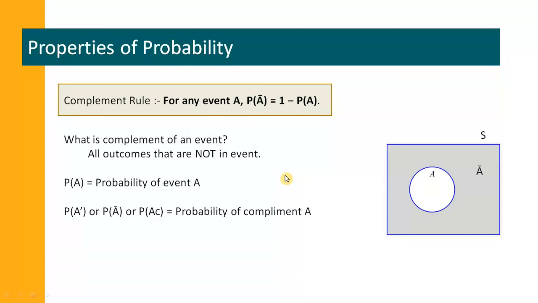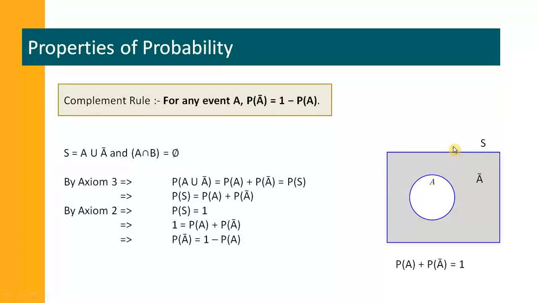So let us prove this rule. P of A bar is equal to 1 minus P of A. We start with what we know. S is a sample space, which is equal to A union A complement.